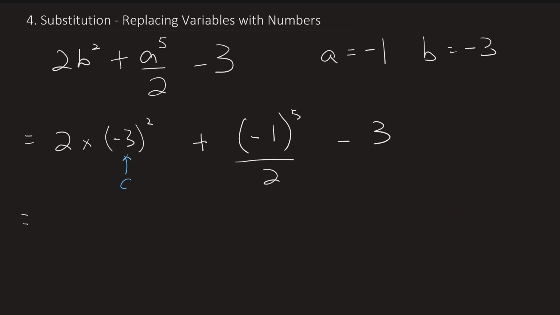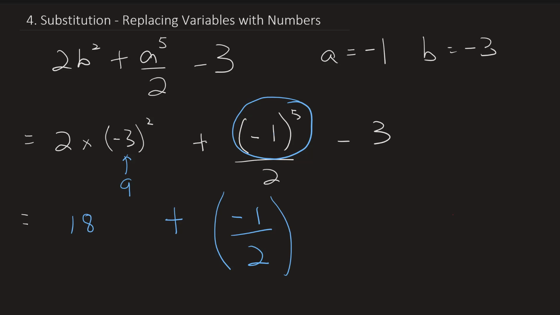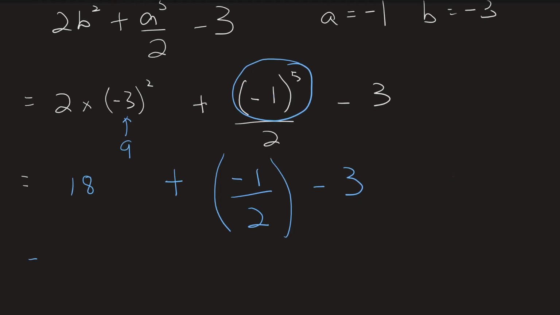-3 squared is 9. So 2 times 9 is 18. Plus -1 raised to the power of 5 is -1. It's over 2. I'm going to put this in brackets here because there's a plus and a minus sign next to each other. And then I'm going to -3. So to finish this off, this becomes 18. Now when there is a plus and minus next to each other, the minus sign wins. So this is -1/2 and then -3.